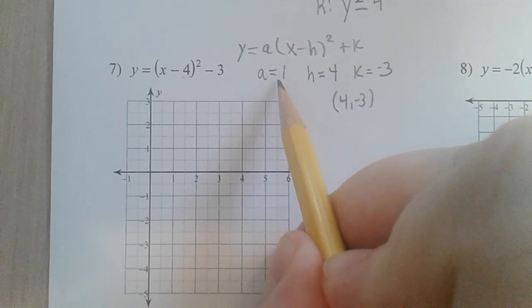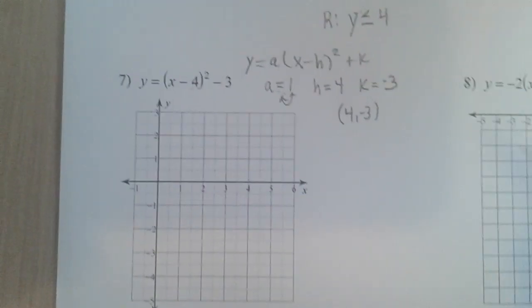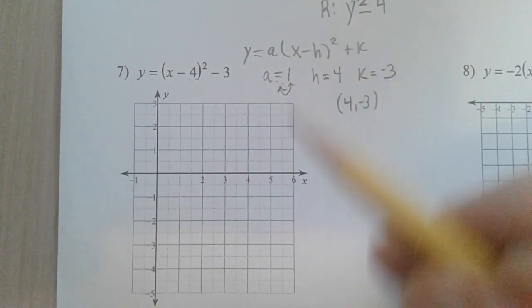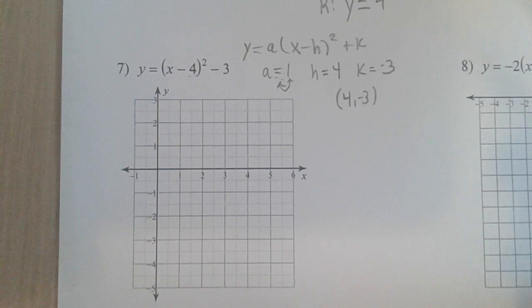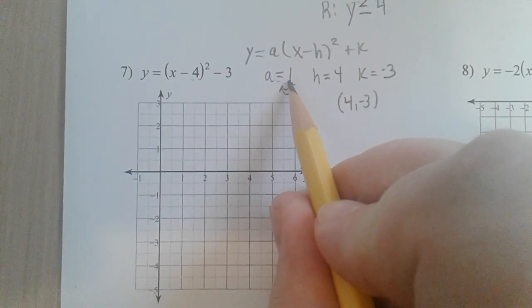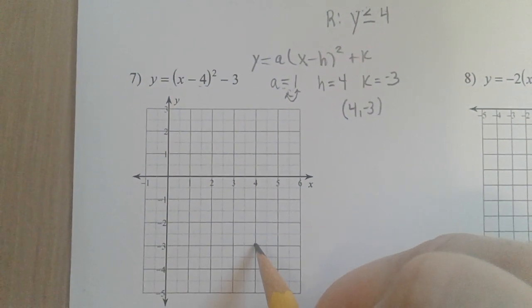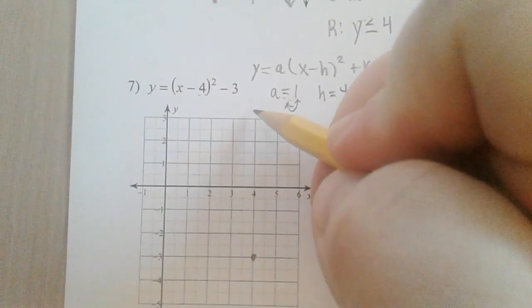We also know because a is positive, this graph's going to open up. And we know that every time a is positive, whether it was this form or the previous form from standard form, a always told you that same story. If a is positive, it opens up. If a is negative, it opens down. Okay, so (4, negative 3), we've got our vertex.